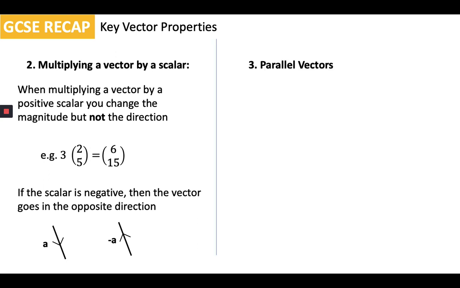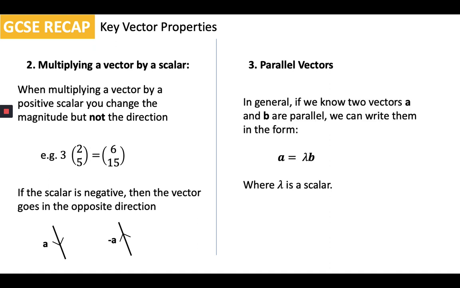Now, as promised, parallel vectors. Again, you should recall from GCSE that we can define two vectors as parallel if we can write them in this general form. We're going to formalize this. You might not have done it as formally as this at GCSE, but two vectors A and B are parallel if we can write them in the form A equals lambda B. This is a Greek letter. It's called lambda.